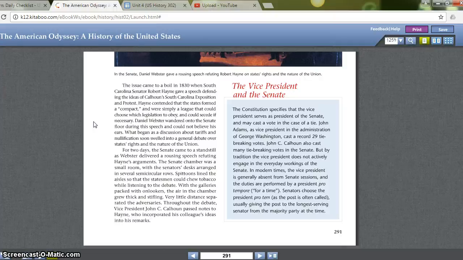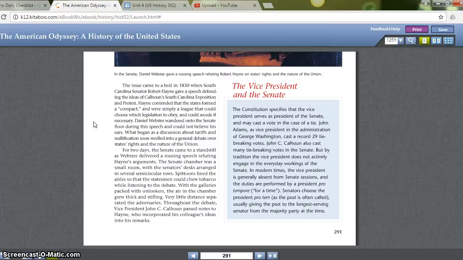What began as a discussion about tariffs and nullification soon swelled into a general debate over states' rights and the nature of the Union. For 2 days, the Senate came to a standstill as Webster delivered a rousing speech refuting Hayne's arguments. The Senate chamber was a small room with the senators' desks arranged in several semicircular rows. Spittoons lined the aisle so that statesmen could chew tobacco while listening to the debate.